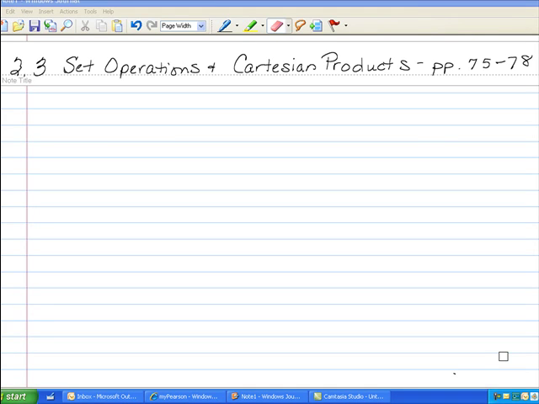Today we're taking a look at section 2.3 on set operations and Cartesian products. We'll be looking at some even-numbered exercises that are found on page 75 in the textbook. And we're going to begin with exercise number 2.